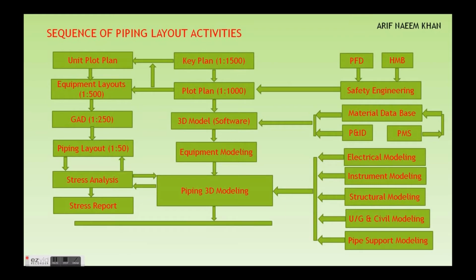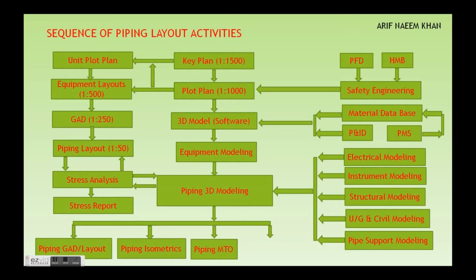So this is the sequence of 3D modeling, and what we get as output from the 3D model is, first of all, the piping GAD or layout, then piping isometrics, and then piping MTOs. It includes piping MTO, valves MTO, then pipe supports MTO as well.